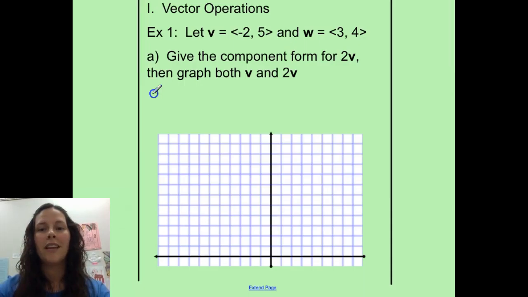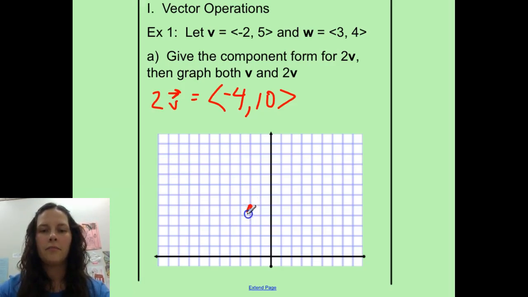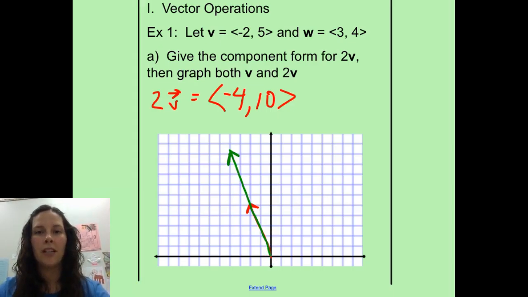So we're just looking for the scalar multiple of v, so we don't even need our w vector at this point. So 2 times the v vector would be multiplying our x value by 2 and multiplying our y value by 2. Sketching both vectors in standard position, vector v would be -2 and up 5. Vector 2v is -4 and up 10. So you can see the 2v vector lands on top of the v vector. They head in the same direction. It's simply twice as long.